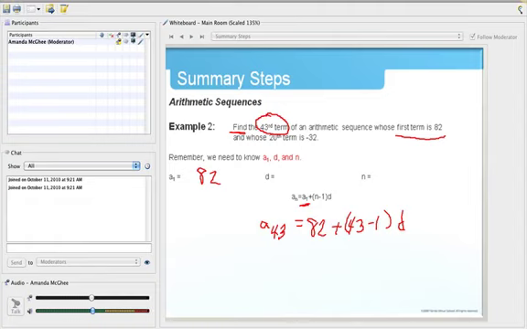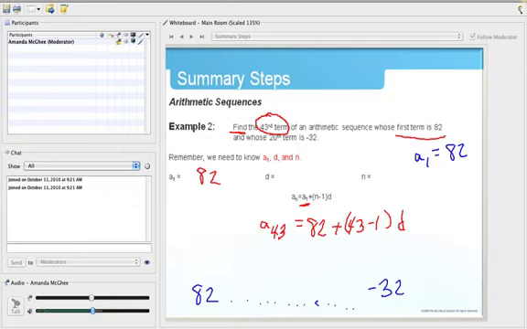Okay, let's investigate. We know that the first term is 82, right? So let's go over here off to the side, and let's say A1 is 82. Actually, let's list them. Let's say we start with 82, and then we go way over here to the 20th term, which is negative 32. Time to show you a trick.